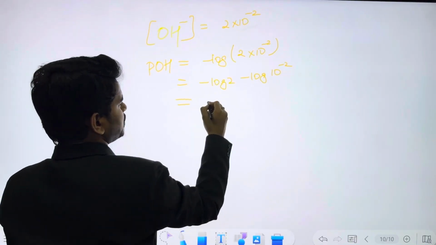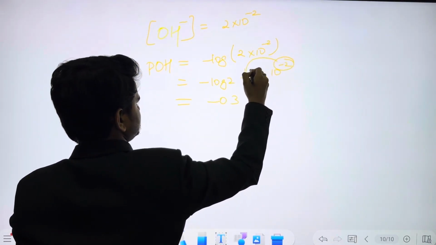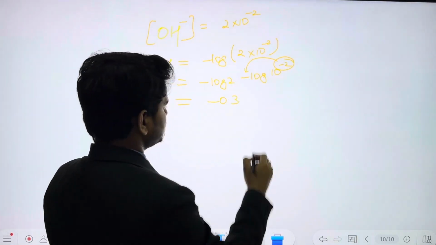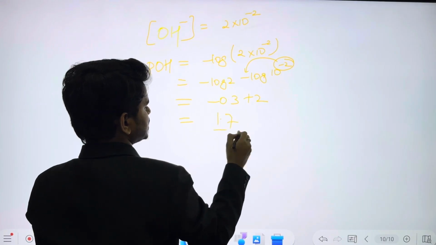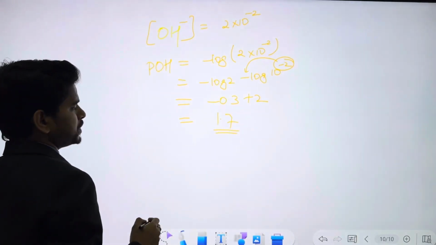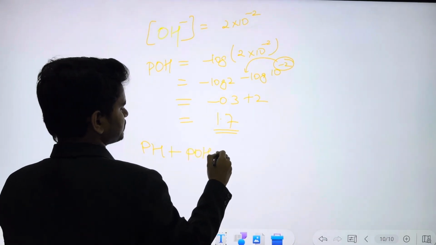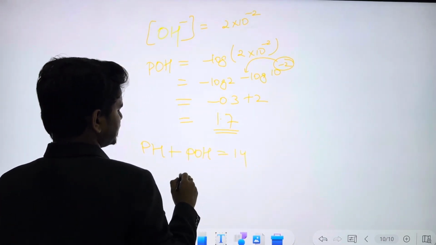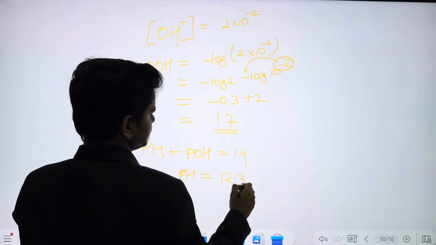So minus log 2 is what? Minus 0.3. And this minus 2 will come here. Minus 2 into minus is plus 2. So it's coming to be 1.7. So this was your pOH. Here we go. pH plus pOH is equal to 14. So pH will be 14 minus 1.7, and that will be 12.3.